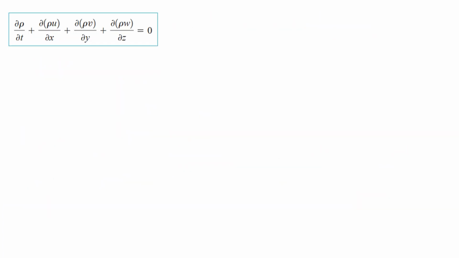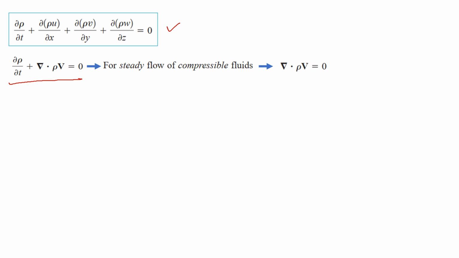So this was our differential form of continuity equation, and this was the more generalized representation of this continuity equation in the differential form. So what if our flow is steady flow and the fluid is compressible fluid? In that case, if the flow is steady, what will happen? As you already know, this term will be equated to 0, and we will be left with this term now. So this is our differential form of continuity equation for steady flow of compressible fluids.